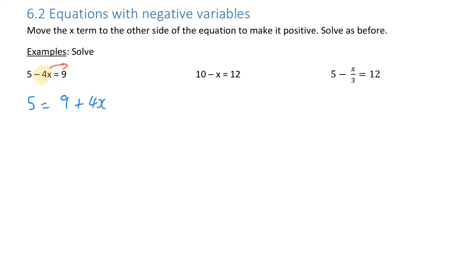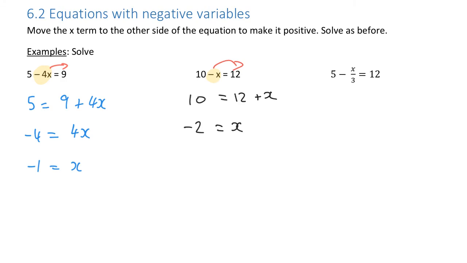Then we can take away 9 from both sides, and if we take away 9 from 5, we get -4, and that will equal 4x. And then dividing through by 4, we get minus 1 equals x. The next example, what we can see is we have a minus x again on the left hand side, so we want to take it over to the right hand side, and in doing so we're going to be left with 10 equals 12 plus x, and then if we subtract 12 from both sides we get minus 2 equals x.